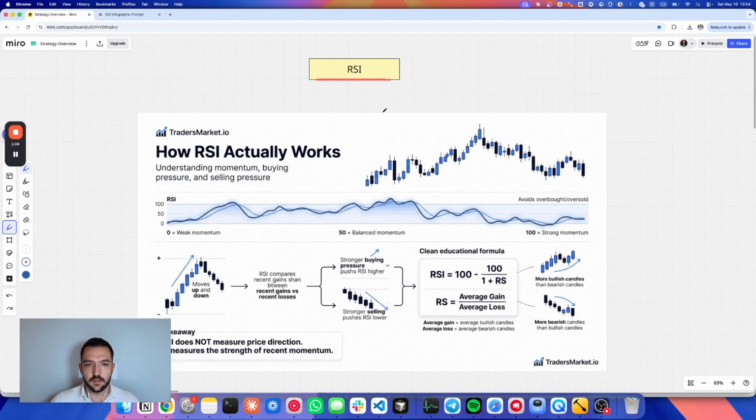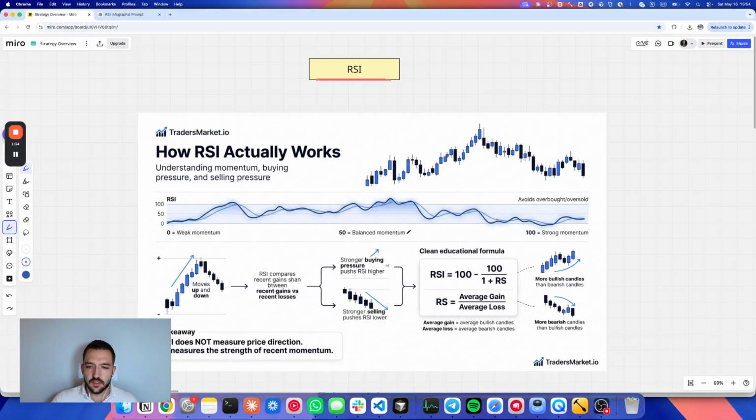So let's start with this strategy. This is the RSI overbought, oversold strategy, and before we dive deep into the strategy itself, we're going to explain what RSI is all about. Here we have an infographic that's going to help me explain this formula a bit better. RSI is basically trying to give you a picture of the momentum and the pressure in the market. There is the buying and there is the selling pressure.